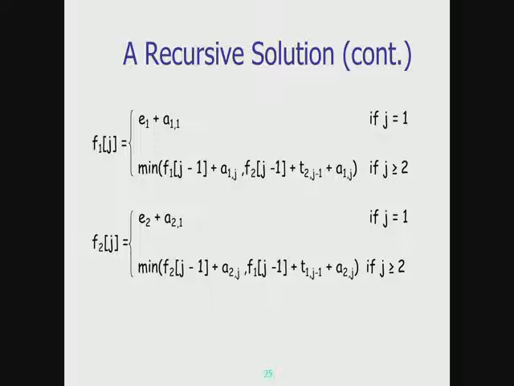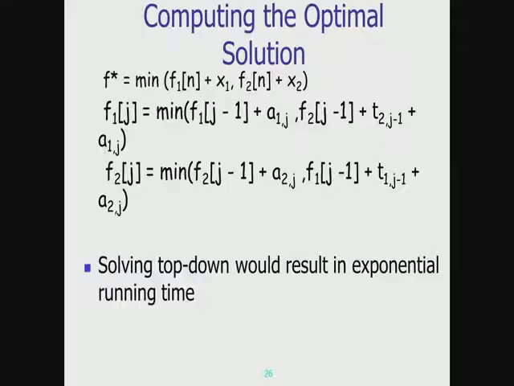Having formulated this recursive specification of the time taken to cross station j on line 1 and the time taken to cross station j on line 2, and this we have done for every j between 1 and n, we now wonder how to calculate these values from these formulae. And this is the exercise of computing the optimum solution. One of the ways of solving the optimum solution is to solve this in a top-down fashion.